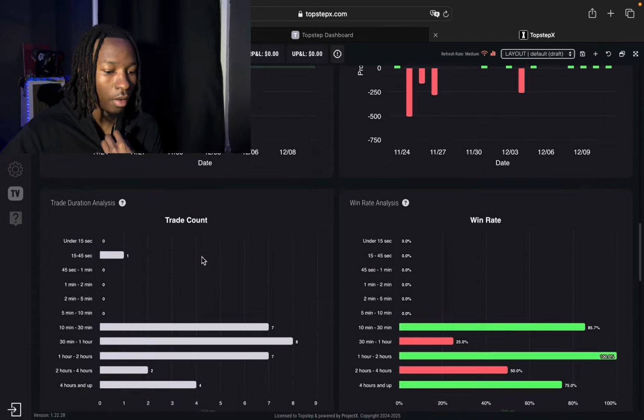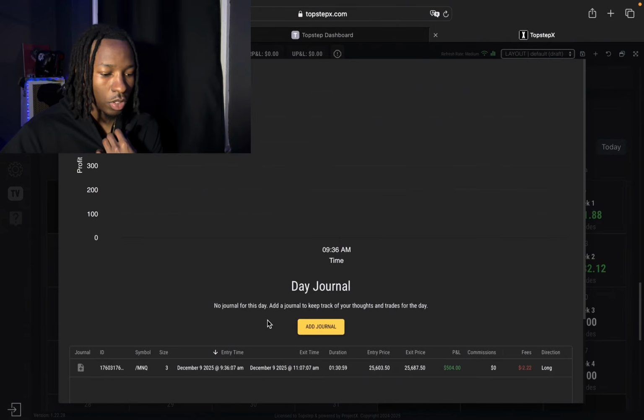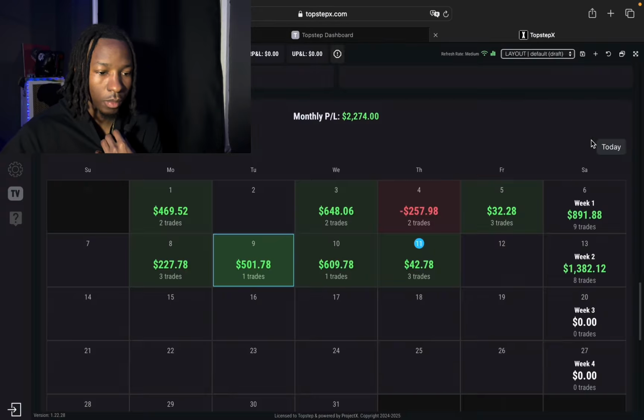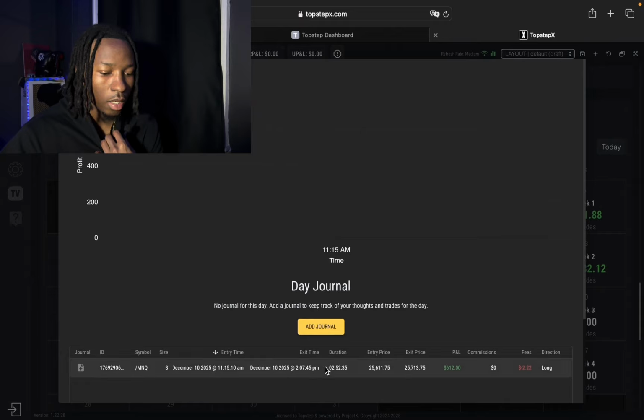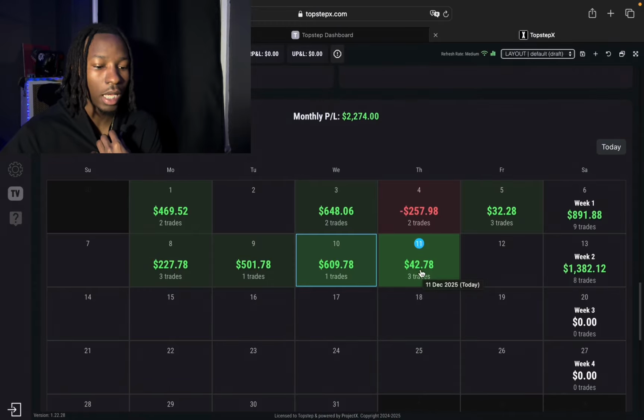In this combine, this was Tuesday. You can see MNQ. I got in for longs, buys, made 500 on that combine. Wednesday, longs, made 600 on that combine. And today's trade, we're gonna go ahead and break that down.